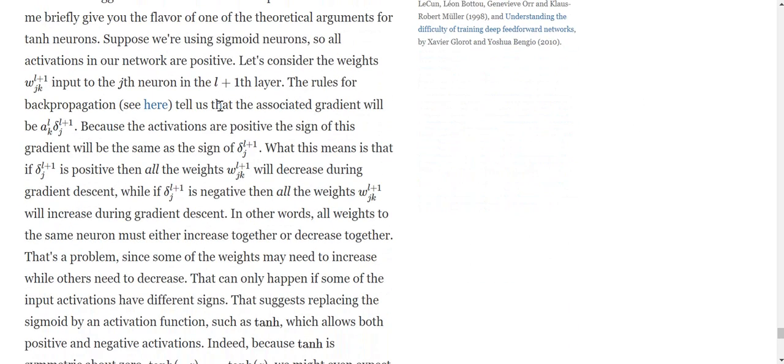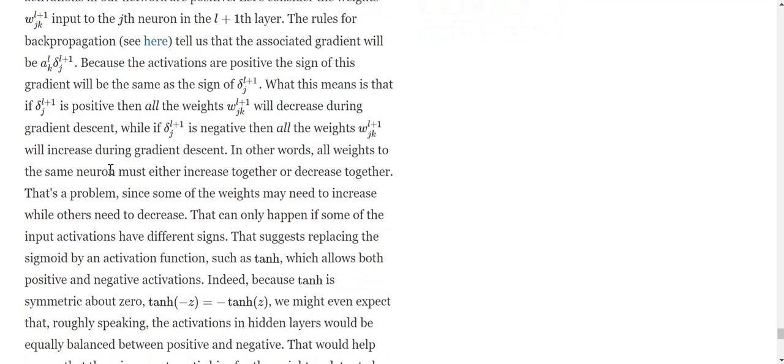So this tells us that the associated gradient will be this, right? Because the activations are positive, the gradient will be of the same sign as the error in the particular neuron. This means that if this error is positive, then all weights will decrease, and if it's negative, then all weights will increase. In other words, all weights to the same neuron must either increase or decrease together. That's a problem, since some of the weights may need to decrease and some may need to increase. That can only happen if some of the input activations have different signs.